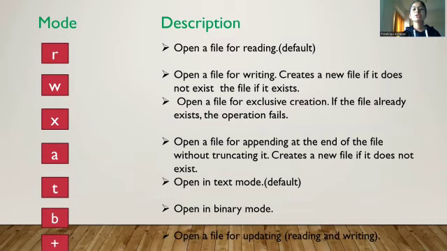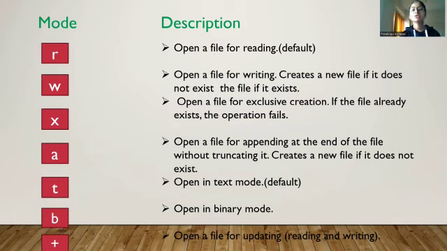Read mode. It is used to open a file for reading. Write mode. It is used to open a file for writing. Creates a new file if it does not exist, and overwrites the file if it exists. X mode. It is used to open a file for exclusive creation. If the file already exists, the operation fails.